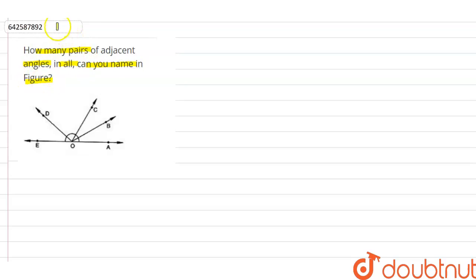The given question is how many pairs of adjacent angles in all can you name in a figure? Basically we have been given a figure and we have to find the pairs of adjacent angles. First of all we will discuss what an adjacent angle is.